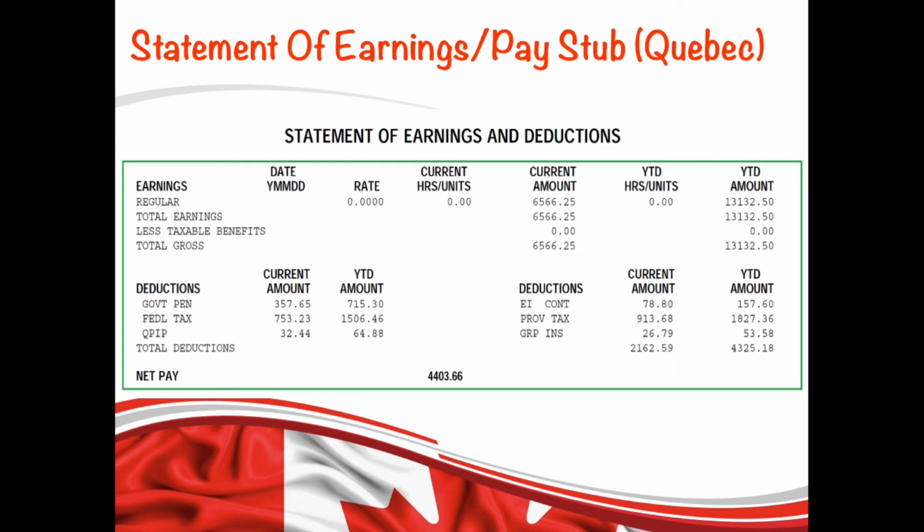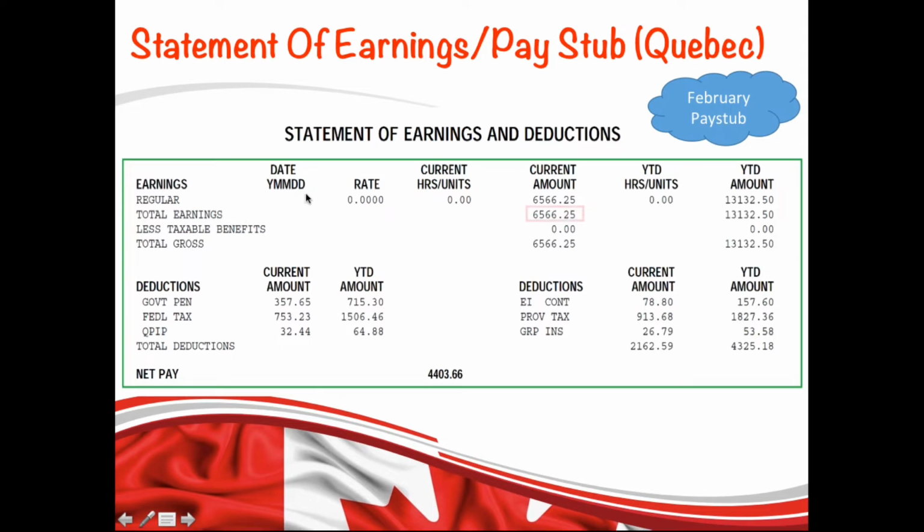This is the pay stub, which is also called a statement of earnings. This is just an example to show you the deductions per paycheck, and this pay stub is from Quebec province, for the month of February because it is a salary-based pay stub. The total earnings per month is $6,566.25. Year to date amount is also shown on the pay stub, which is the total pay from the beginning of the year until now. That means this is the addition of the pay for 2 months, January and February.